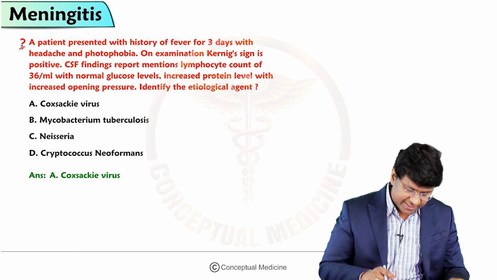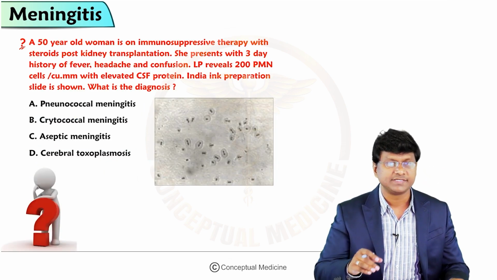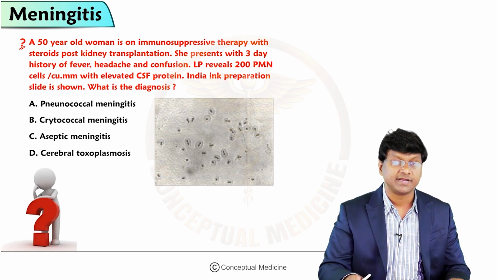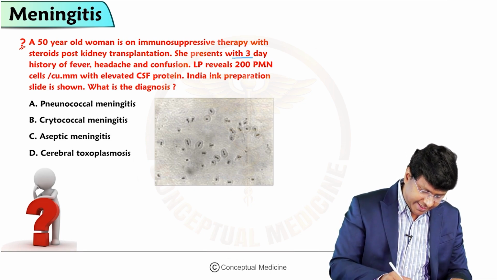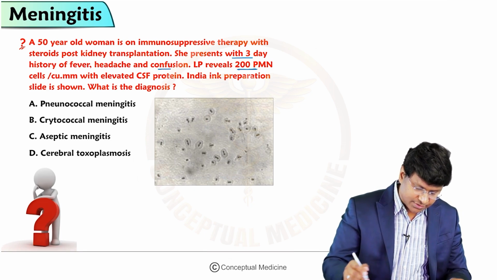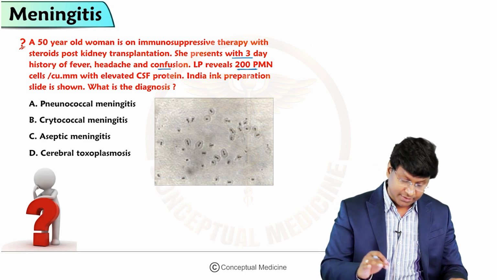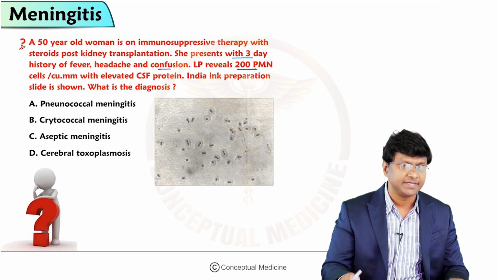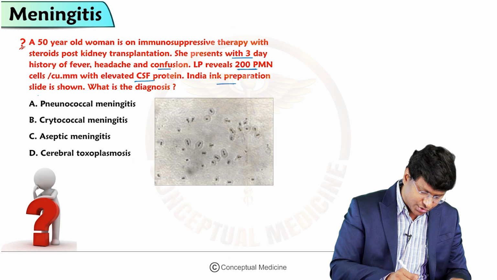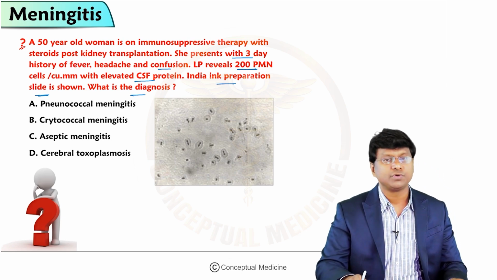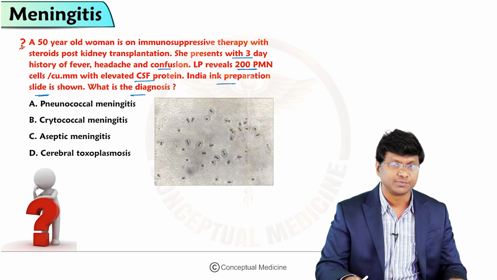And you take one more image-based question with a clinical scenario. A 50-year-old man is on immunosuppressive therapy with steroids post kidney transplant. He presents with 3 days history of fever, headache and confusion. Lumbar puncture reveals 200 polymorphonuclear leukocytes per cubic millimeter with elevated CSF protein. India ink preparation slide is shown. What is the diagnosis? Pneumococcal meningitis, cryptococcal meningitis, aseptic meningitis, or cerebral toxoplasmosis?